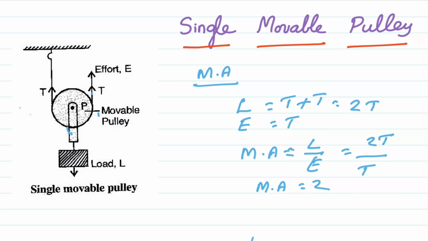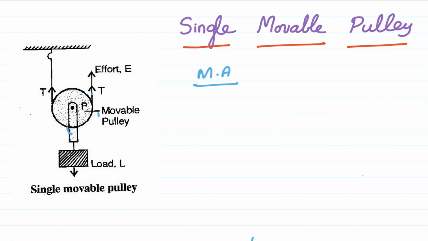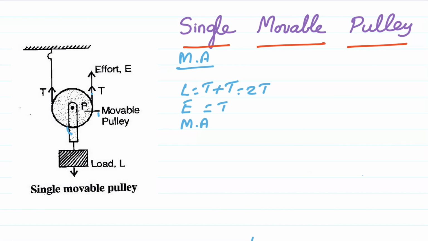Once again I will derive it. The calculation of mechanical advantage of this single movable pulley: the load is balanced by the tension acting on the two segments of the string, which is equal to 2T. The effort is balanced by the tension acting on that segment of the string where the effort is applied. We know the expression for mechanical advantage as load by effort. Load is 2T, effort is T. So the mechanical advantage of the single mobile pulley system is equal to 2.